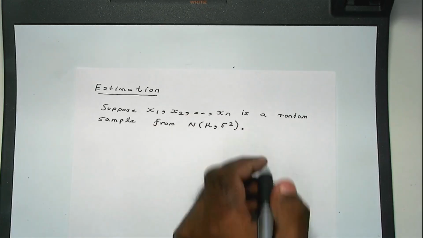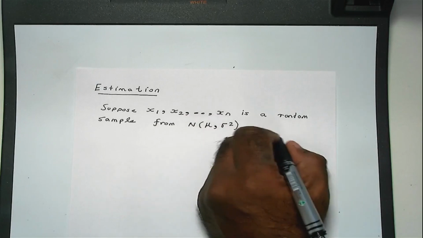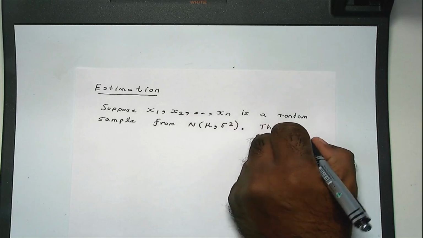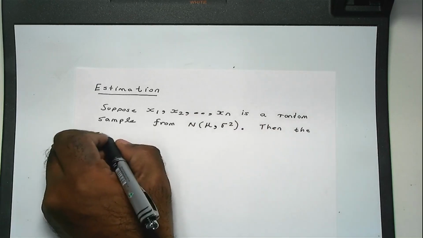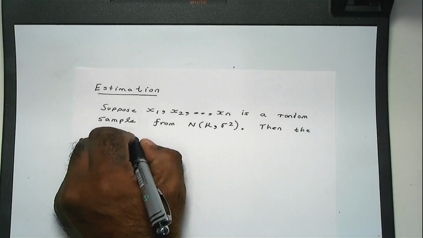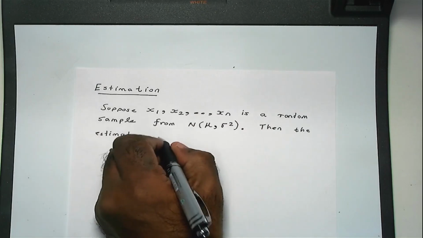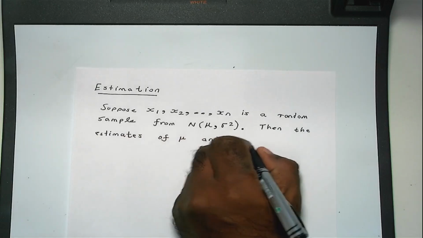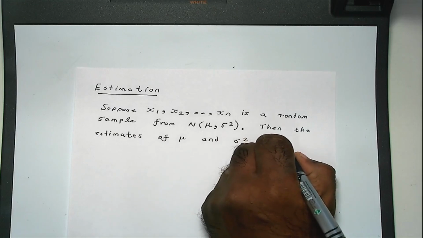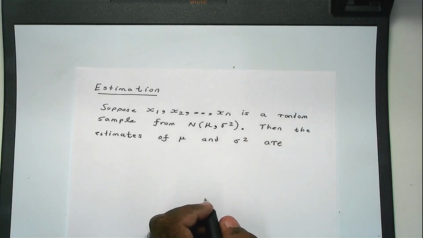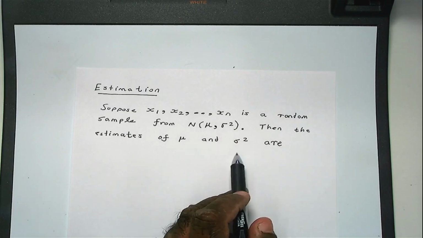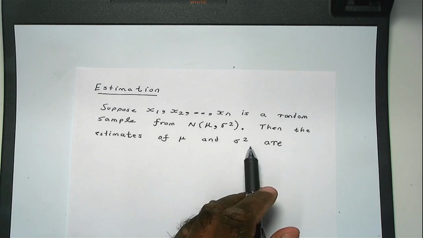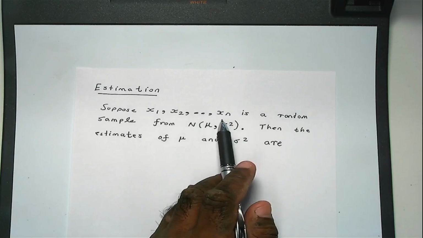Suppose you have a random sample from a normal distribution with these parameters. Remember, there's no point in having mu and sigma squared as parameters. So, in practice, you need to be able to estimate them given a data set.